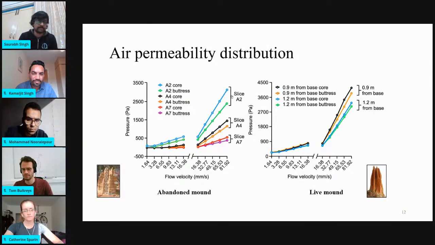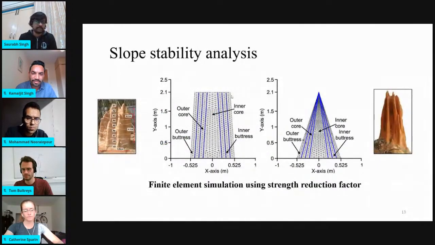Now, we have also performed the slope stability analysis. This termite mound can be idealized into two shapes. It could be triangular or it could be a trapezoid. We have taken it as an axisymmetric case here. As we have observed that the buttress and core have different properties, in our slope stability analysis we vary the properties as obtained from our experiments along the cross section. We linearly interpolate the properties, and for calculating the stability of the slope, I use the strength reduction factor method.